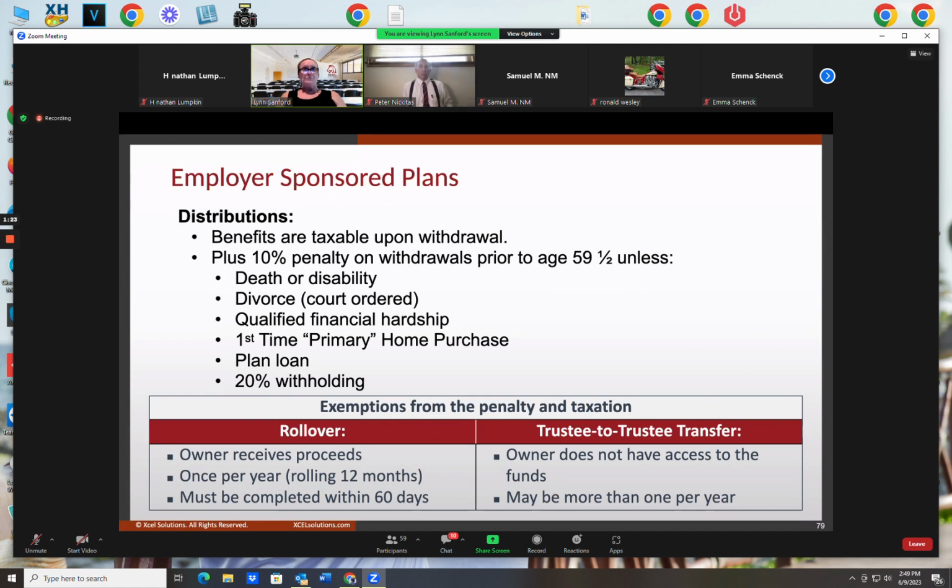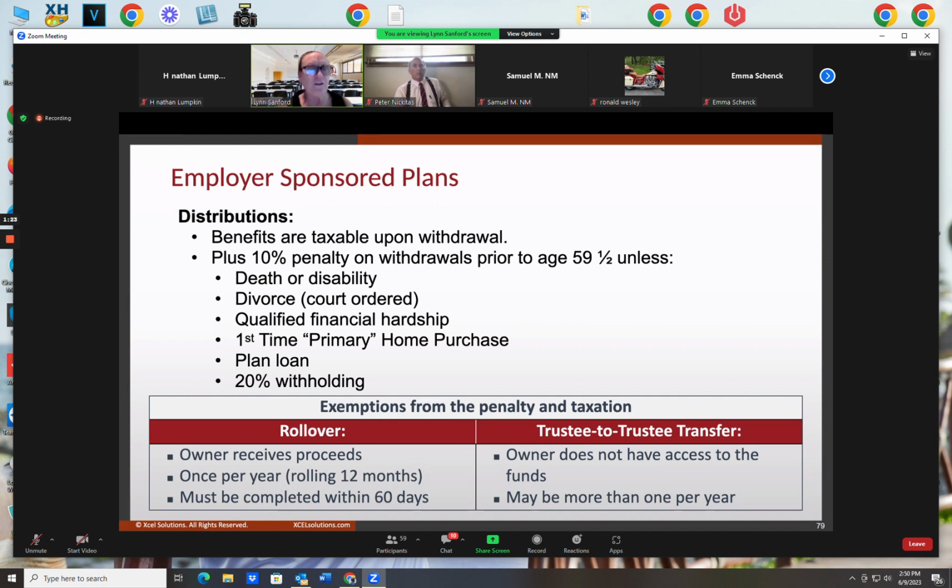If you pull money out before age 59 and a half, you get hit with a 10% penalty levied against you by the IRS. That's going to be reported on your 1040 form when you file. Death or disability, if you pull the money out through the death or disability, you get a 10% penalty. If you divorce, court orders that money has to come out of the 401k or out of the qualified plan, then you get hit with the 10% penalty as well.